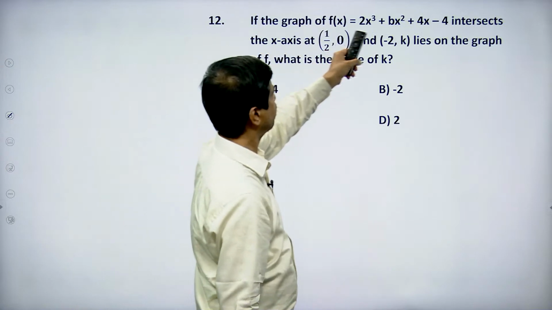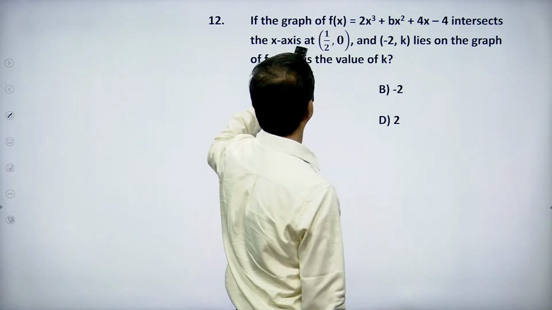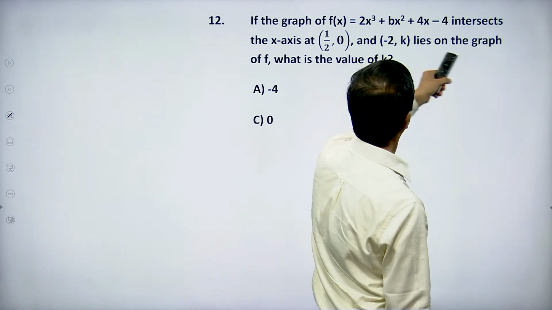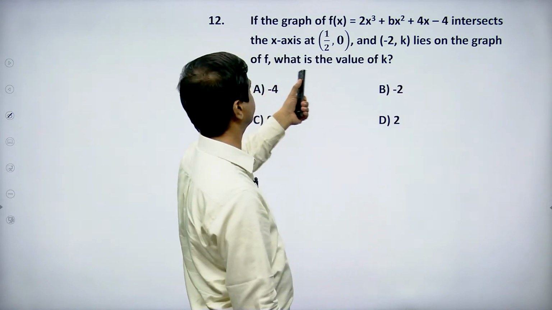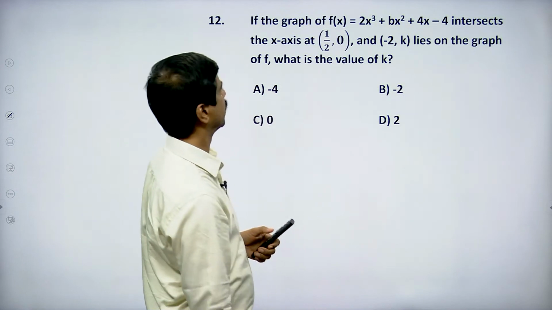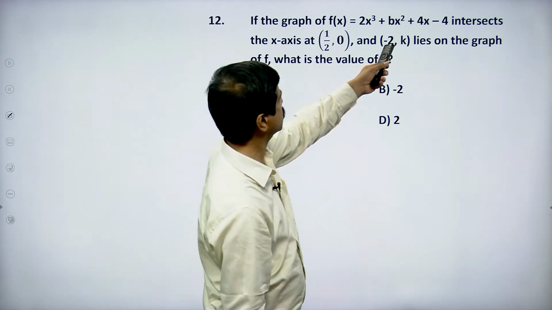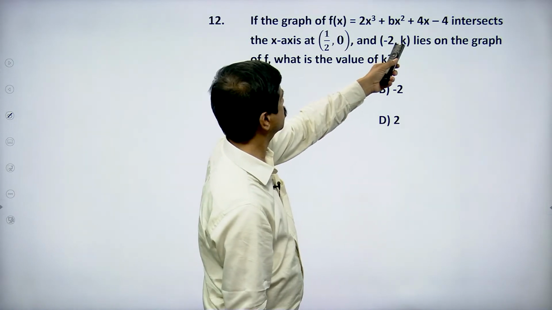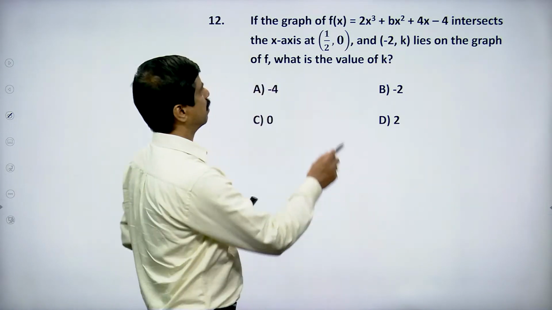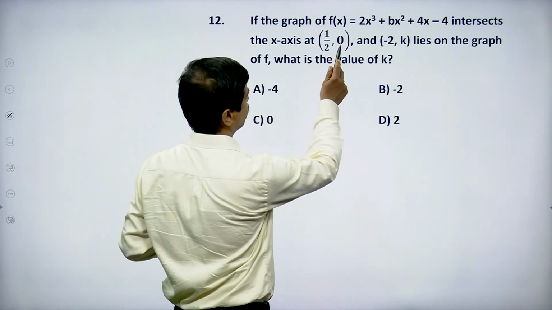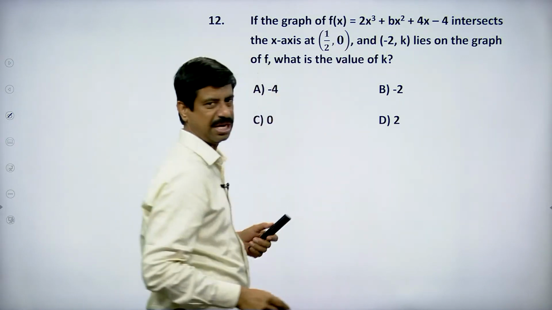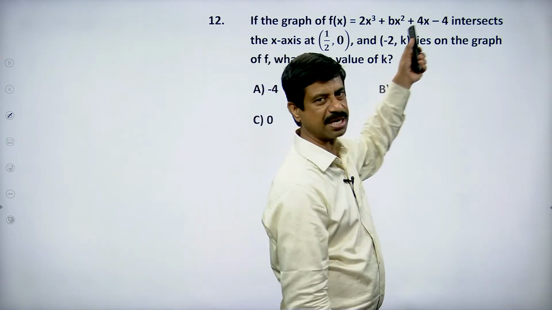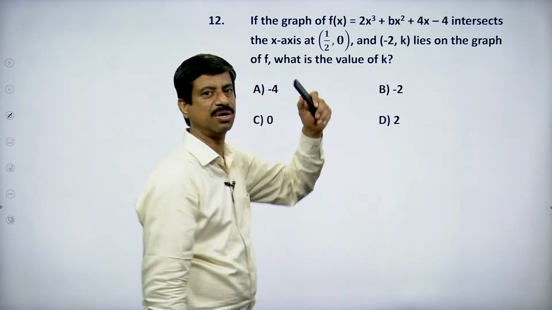If the graph of f of x intersects the x-axis at (half, 0), and (minus 2, k) lies on the graph of f, what is the value of k? So if you substitute x as minus 2, y should be k. But before that, substitute x as half and y as 0, and you will get the value of b. Then, knowing b, substitute x as minus 2, y will be equal to k, and you will get the value of k.